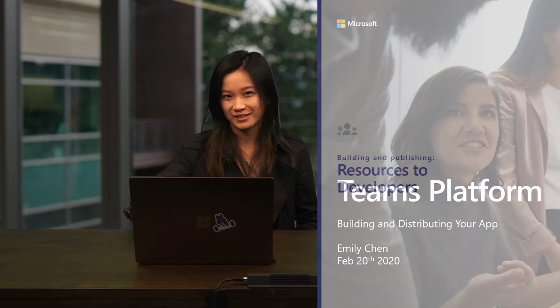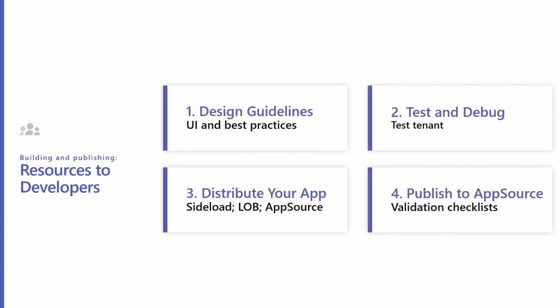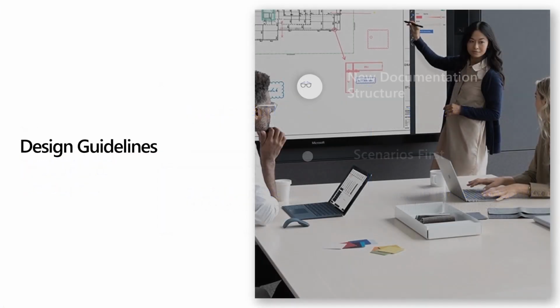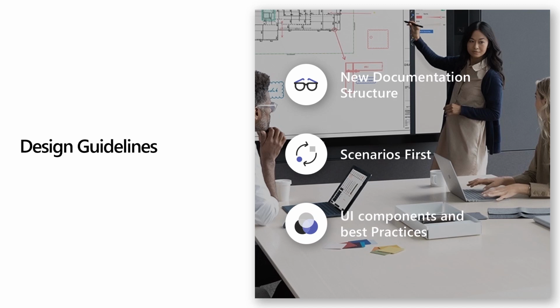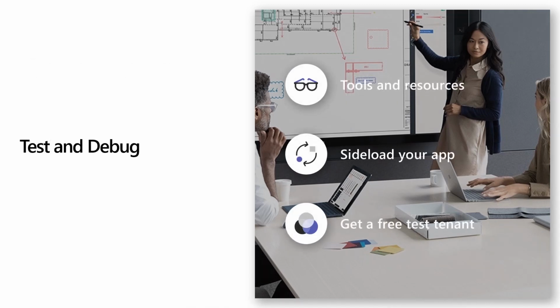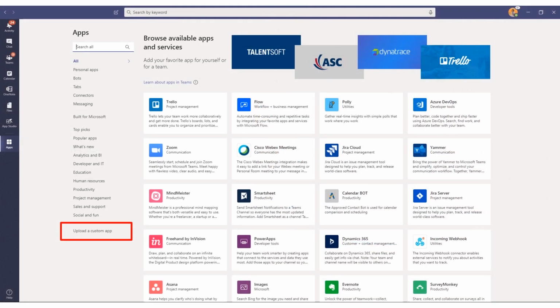All right, so let's get started. I'll be going over mainly 4 sections of the material. The first one is design guideline. I'll go over some of the UI components and best practices that we offer. And the second step is test and debug. Again, I'll go over some of the tools we provide for you to test and debug your app, as well as how to set up a test tenant when you want to sideload your app.